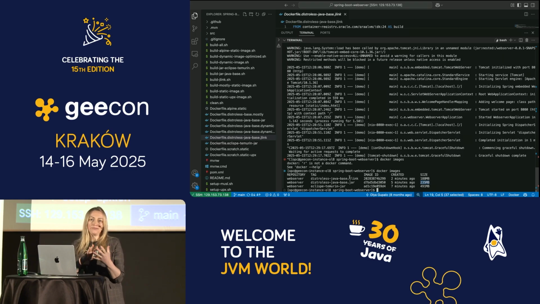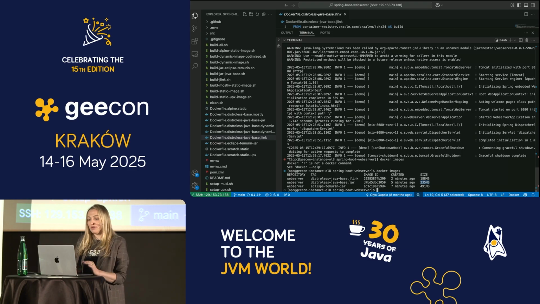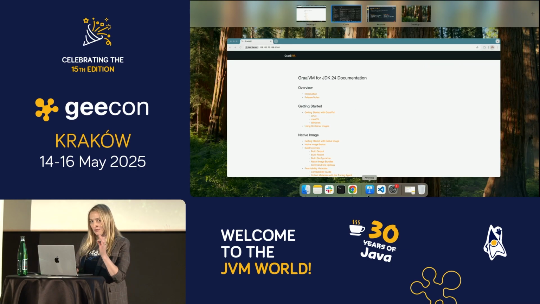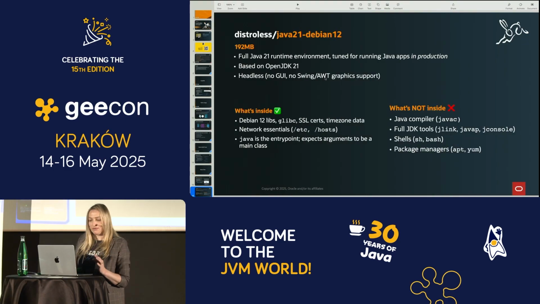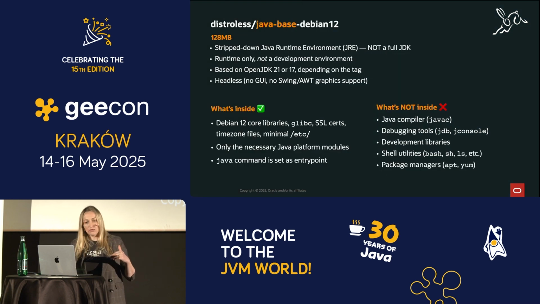So we only run the Java launcher from that custom runtime in the Docker container, and there are only the modules we need. But what's the benefit of using the Java base over Java 21 Debian? Here, the Java 21 Debian Docker image is 192. But if we use a smaller one, a stripped down version of the JRE, it will be 128. It's not a full Linux, and it's not a complete Linux distribution. It doesn't have a full JDK, but it has the runtime environment.